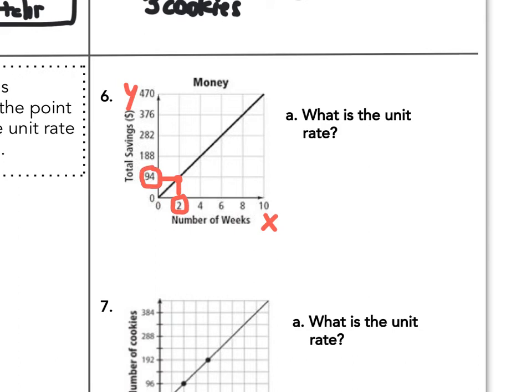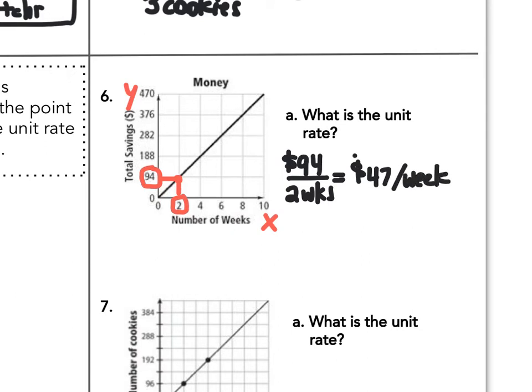And then you just write that as a unit rate with the dollars on top. So $94, it's y over x, and then you put the number of weeks, 2 weeks. And then you just divide. If you divide those two numbers, you're going to get $47 per week. So that's what you do if you don't see a 1 on the x-axis.